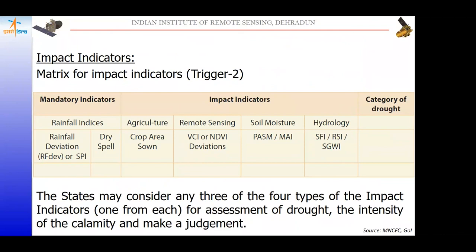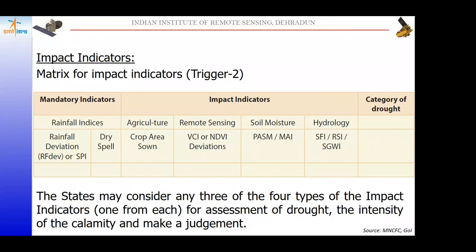In case of impact indicators, there are several indicators. Like in case of mandatory indicators, the rainfall deviation and dry spell data sets are already defined. But in case of impact indicators, they use a lot of data sets. They not only use agriculture or remote sensing, but they also use ground-based information like soil moisture and hydrology data sets. In case of agriculture, they first define how much area is crop zone area. Using remote sensing, they derive the NDVI deviation or VCI, vegetation condition index, information.